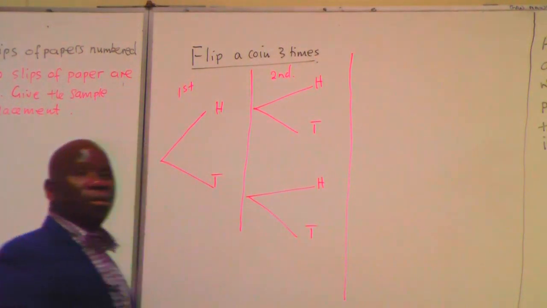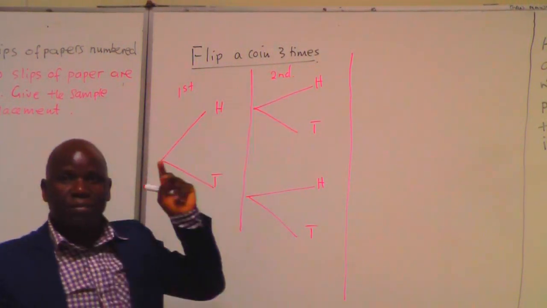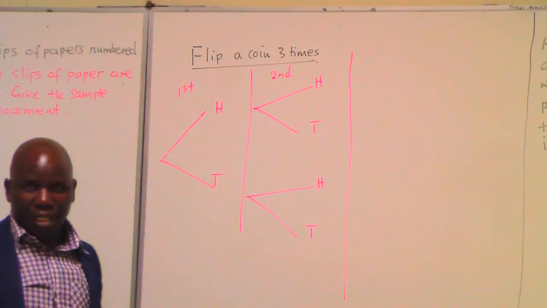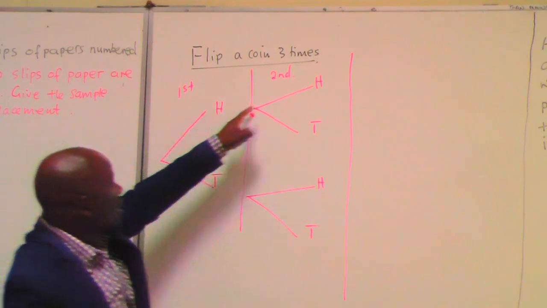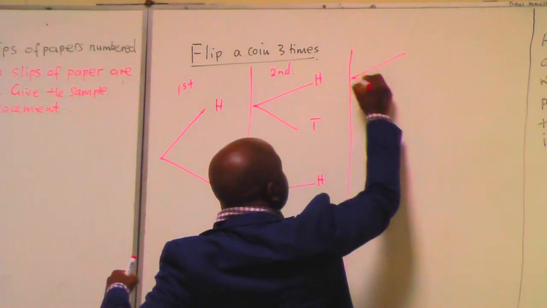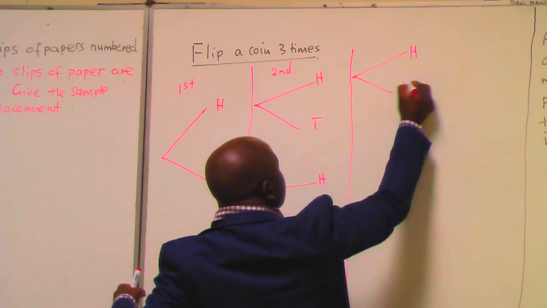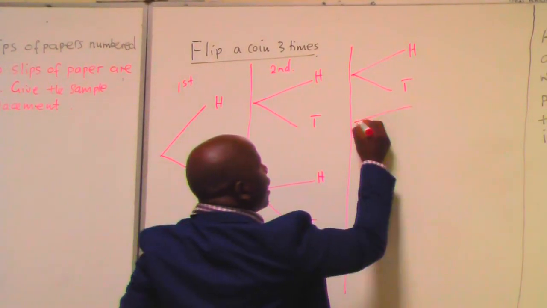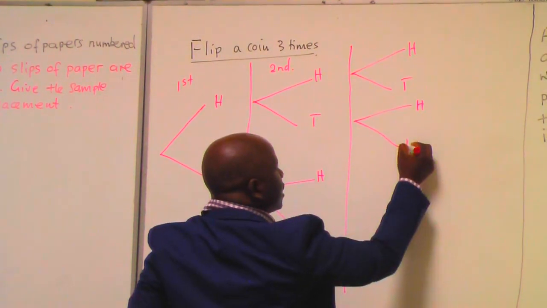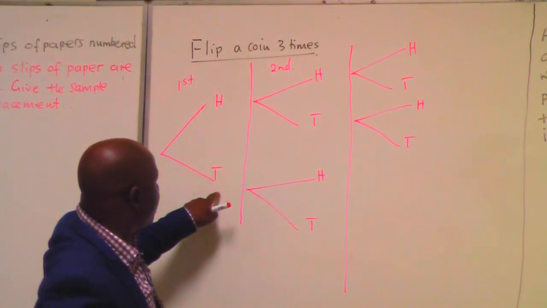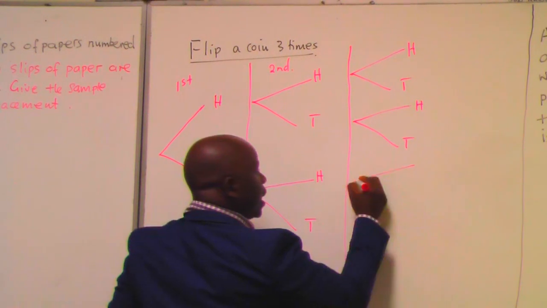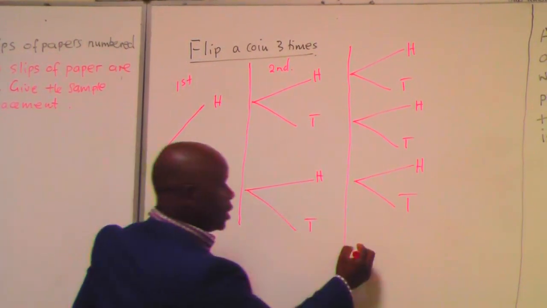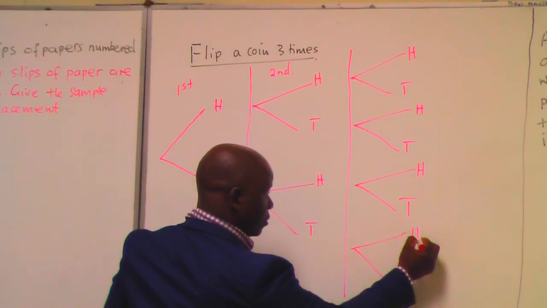Now, in the final one, because we are flipping the coin 3 times, it depends on what we obtained in the first and what we obtained in the second. Assume the first was head and head, we still have head or tail. Assume it was head first and tail second, we still have a head or tail. Assume it was tail first and head second, we still have head or tail. Assume it was tail first and tail second, we still have head or tail.